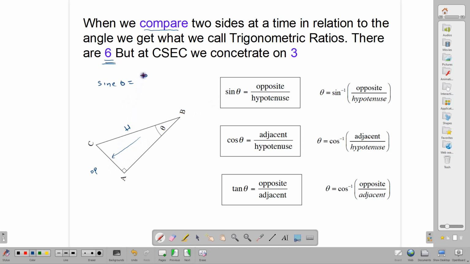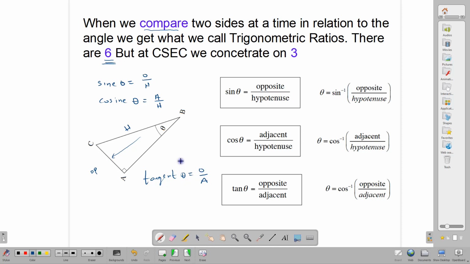We say the cosine, we shorten it as cos. It's cosine, C-O-S-I-N-E. The cosine of the angle is always equal to the adjacent side. So we take this side and this side together, A over H. And the last one we call the tangent. And the tangent of the angle is equal to the O over A, as in O divided by A.